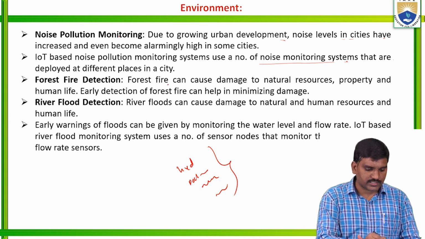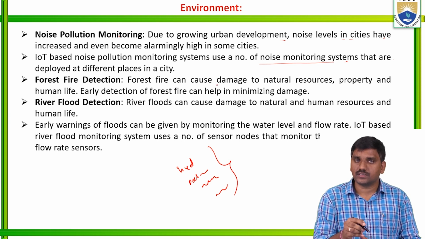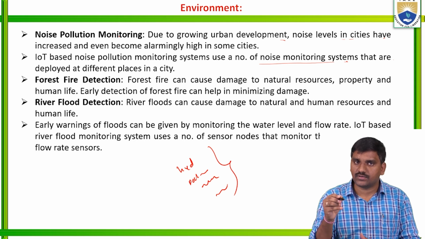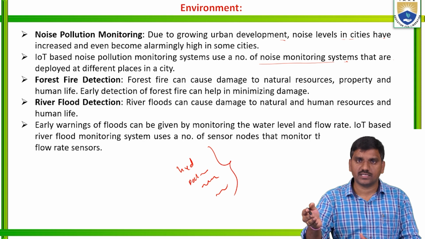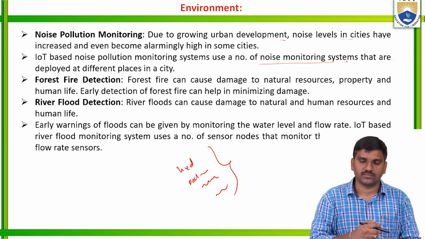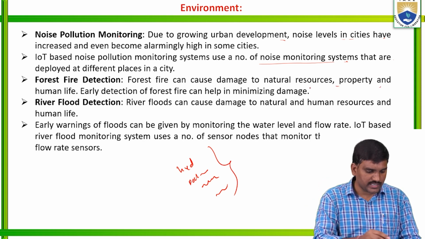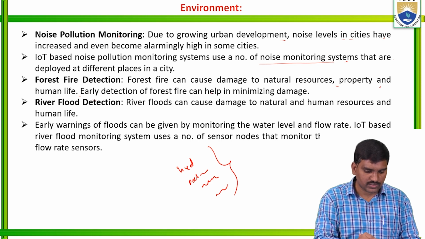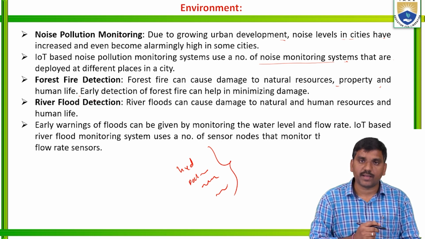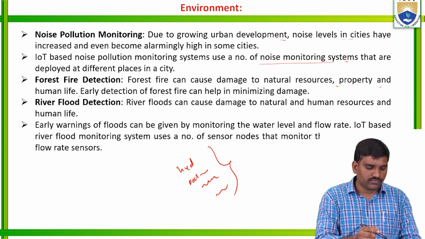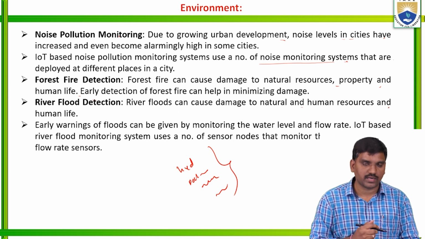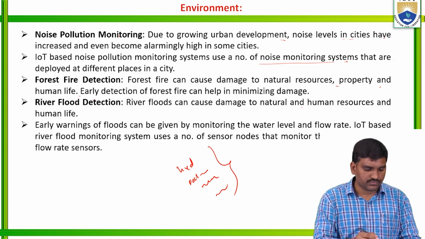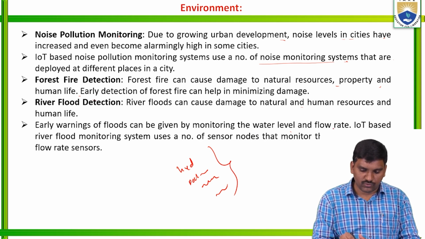Next, forest fire detection. Forest fire detection means if any fire accident occurs or happens, the information can pass to the destination. Natural resources, property and human life: early detection of forest fire can minimize the damage. Next, river flood detection. River floods can cause damage to natural resources and human life. Early warnings of floods can be given by monitoring the water level and flow rate.